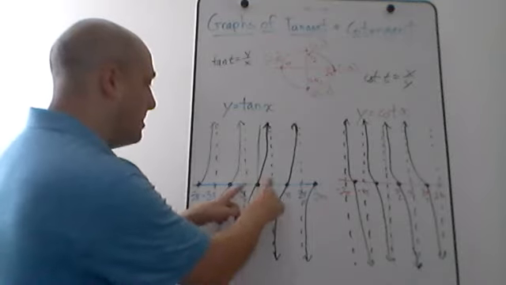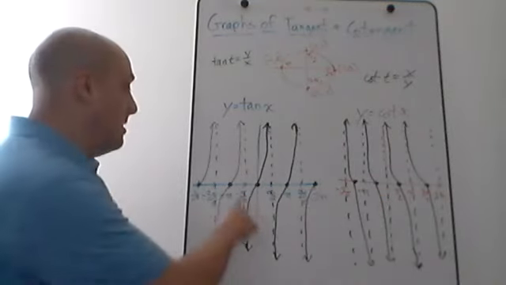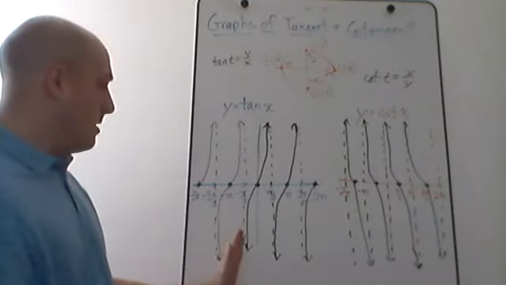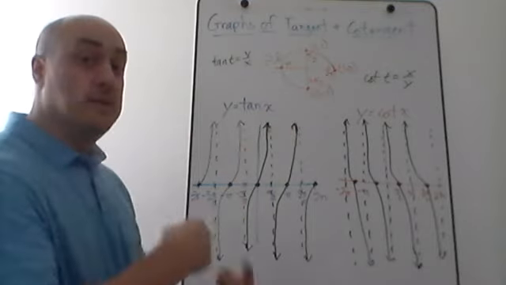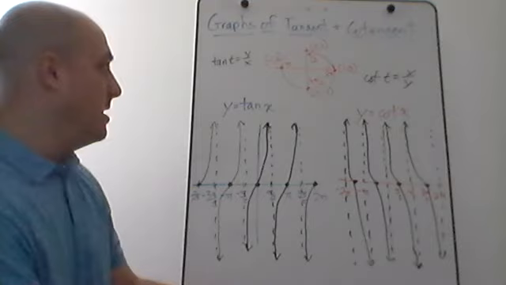All right, so everywhere that this graph has the vertical asymptotes, that's where I'm going to put the x-intercepts for this graph. Everywhere this graph has the x-intercepts, that's where I put the asymptotes for that graph. And then this one goes from low to high. Cotangent is the opposite. It goes from high to low. All right, so there's your graphs of tangent and cotangent.